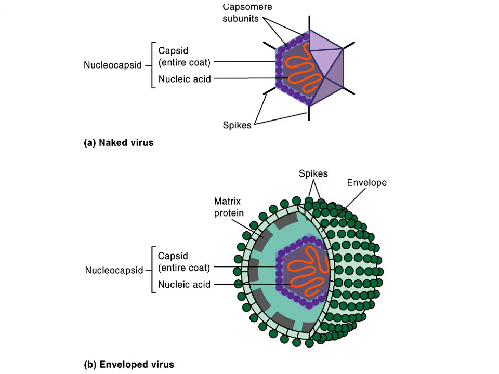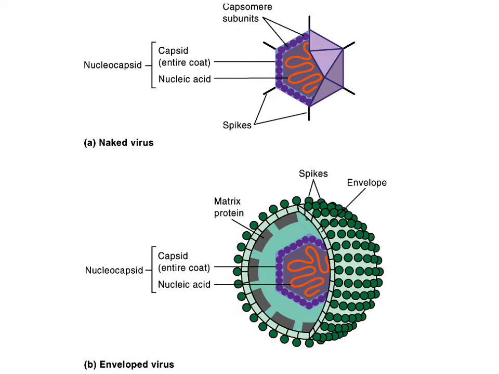Here is an image representing the naked virus and the enveloped virus. So that top virus does not have an additional lipid bilayer around the nucleocapsid. There is no extra layer around it, so it is considered a naked virus. There is no envelope. If you look at the example of the virus at the bottom, this is an enveloped virus. It does have that additional lipid bilayer around the nucleocapsid.